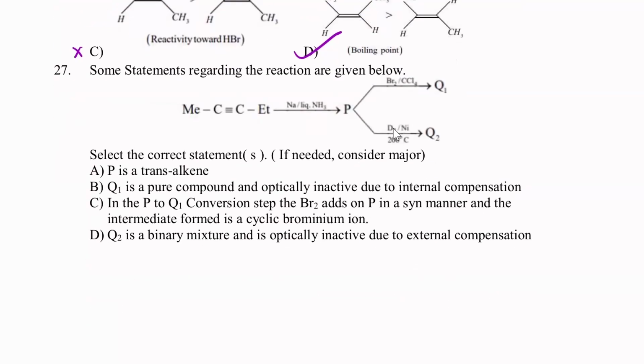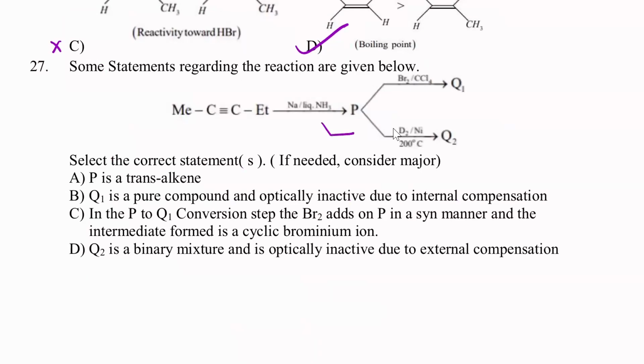Next, check out some statements regarding the following reaction given below. If this is the compound, I use sodium in liquid ammonia. So first I will get a trans molecule. So this is the trans molecule, using Birch reduction. From trans towards Q1, what do we get? Because it is an anti-addition, it will get erythro. So we'll get Br here, methyl, methyl here, H and H here.